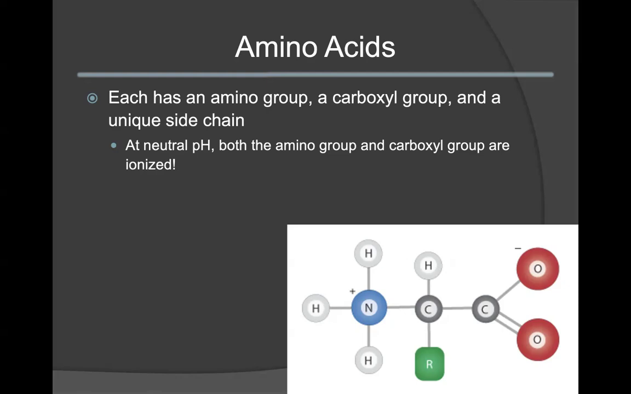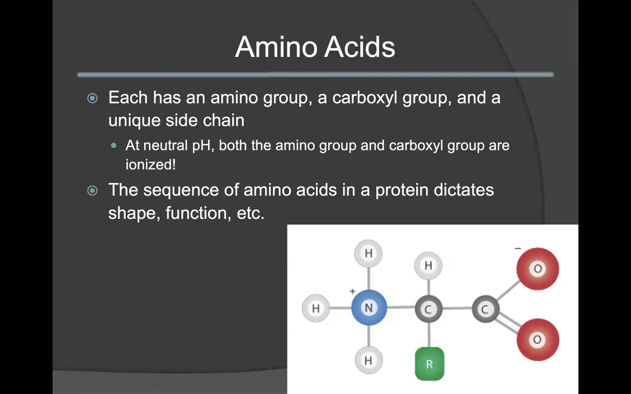To the left of the carbon, you will find it attached to an amino group, specifically an NH3+. Remember that once again at biological pH, the amino group is going to become ionized to form NH3+. The sequence of an amino acid chain will dictate the shape and function of the protein. There are 20 naturally occurring amino acids, and these are all going to be important in forming proteins.